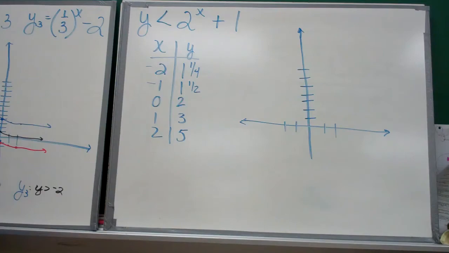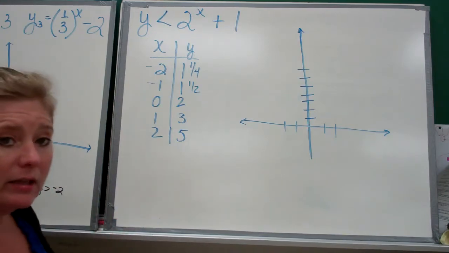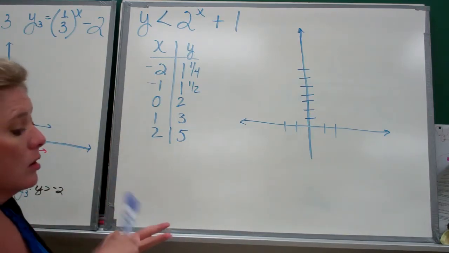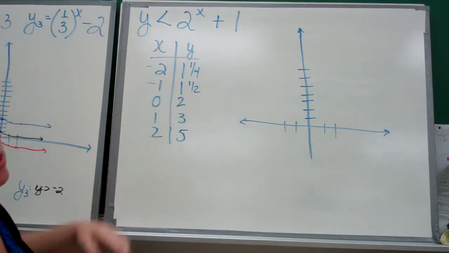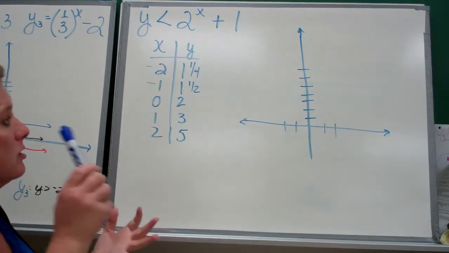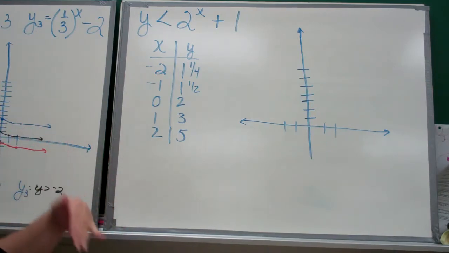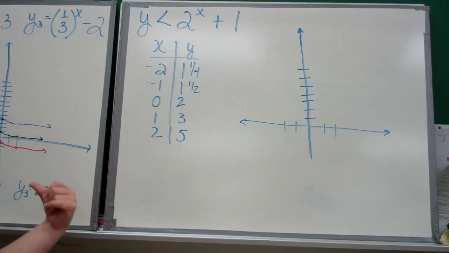Okay, inequalities. Great. Graphing an inequality. This is where you've got to pay attention to solid or dashed line and shading. Okay, it's not an equal sign here. So you got to pay attention to solid or dashed and shading. You still graph it just like you would graph anything.